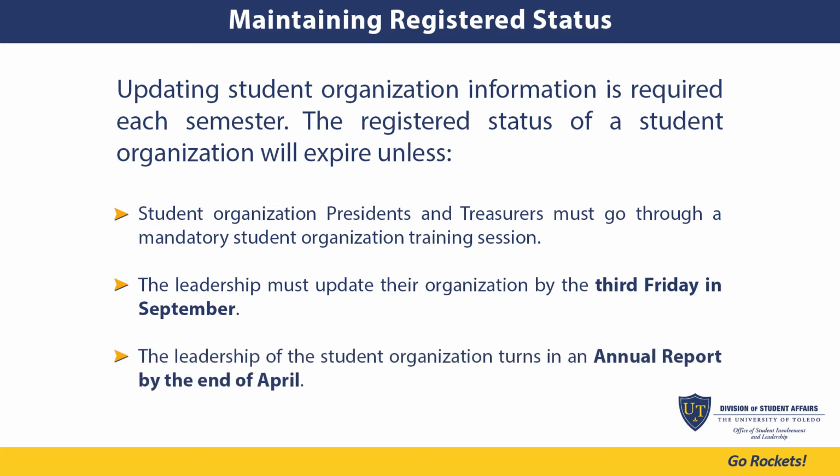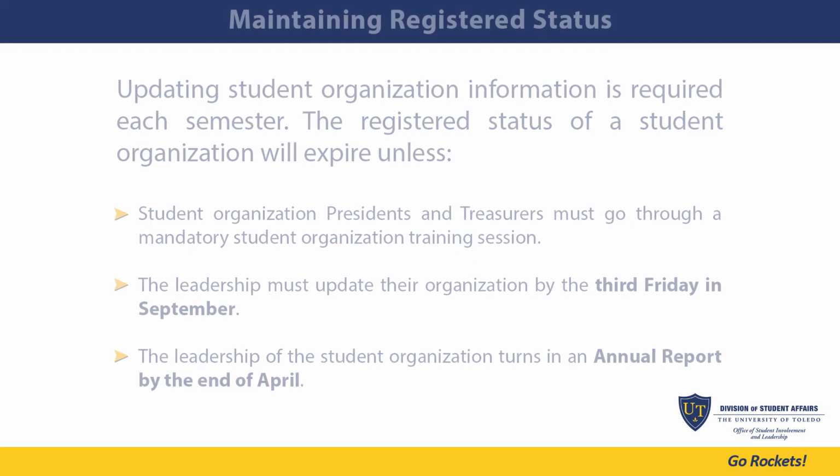The third and last requirement is that all student organizations must turn in an annual report by the end of April every academic year. Failure to meet these requirements by set deadlines will result in the immediate cancellation of your student organization's events and meetings. In addition, a spending hold will be placed on all university funding that was granted to your student organization.